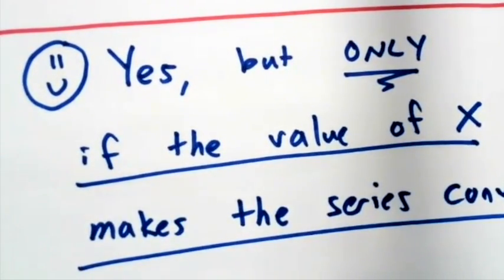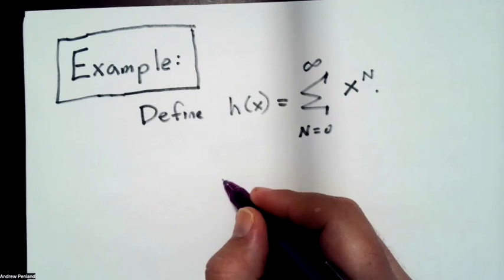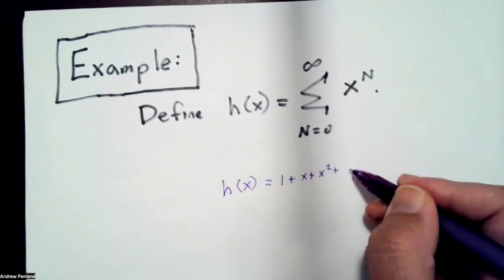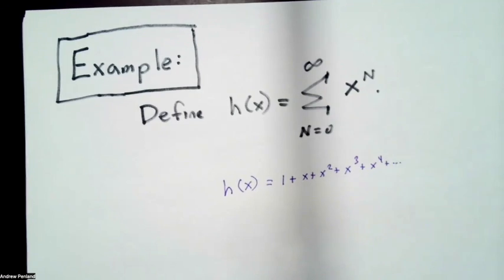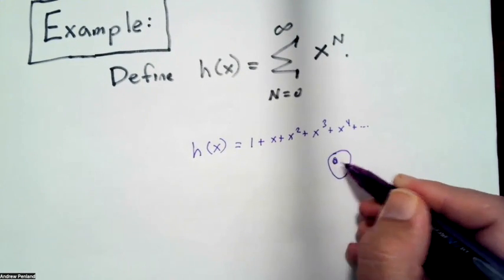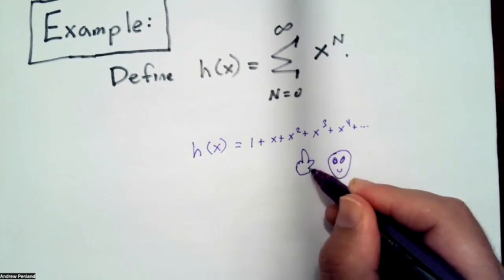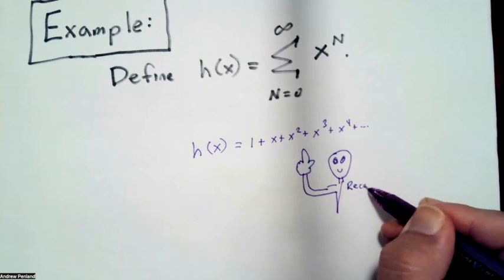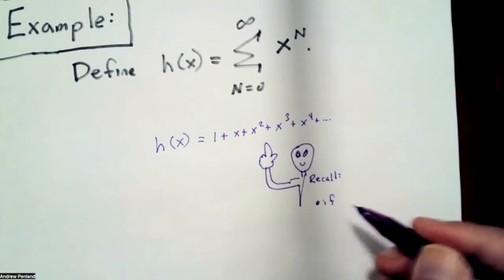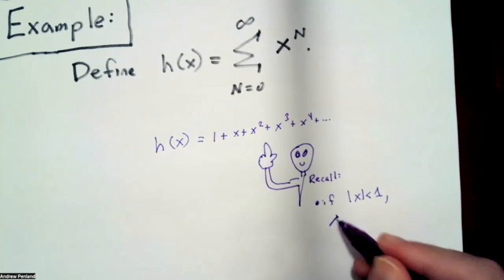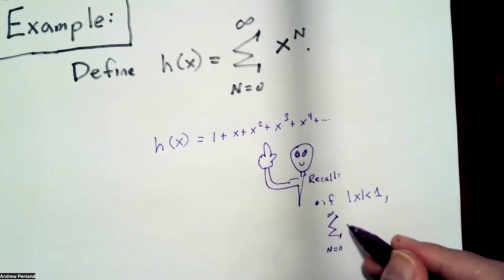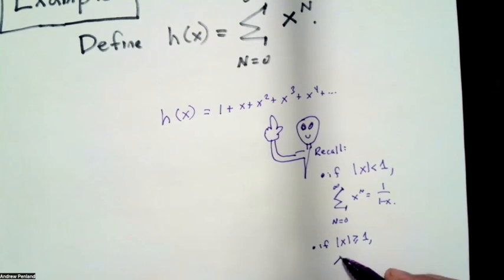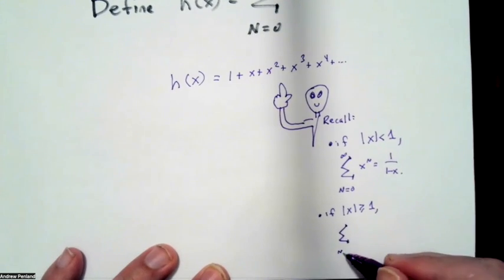Let's define the function h of x to be the sum from n equals 0 to infinity of x raised to the n power. Now it's really helpful to remember here that when you look at this summation 1 plus x squared plus x cubed plus x fourth plus ... if the absolute value of x is less than 1, then this is equal to 1 over 1 minus x. And if the absolute value of x is greater than or equal to 1, then this series diverges.